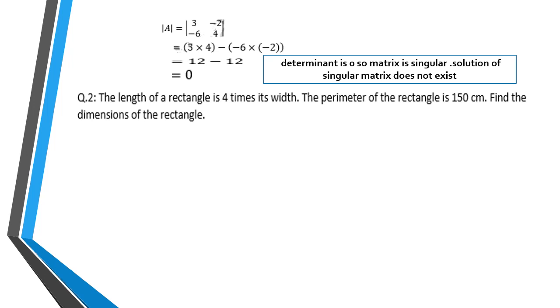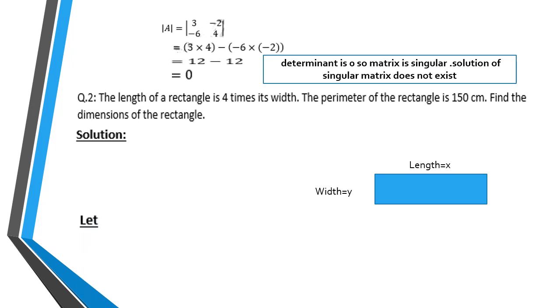Now question number 2. The length of a rectangle is 4 times its width. The perimeter of the rectangle is 150 cm. Find the dimensions of the rectangle. Now first draw the diagram. Length is equals to x and width is equals to y. Let the length of the rectangle be x and the width of the rectangle be y.